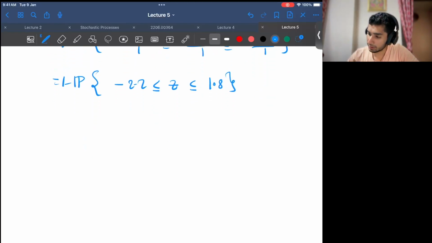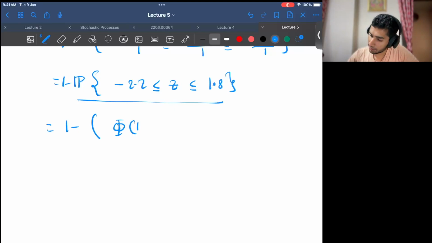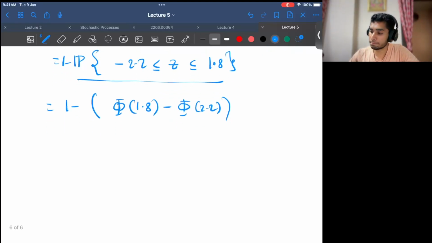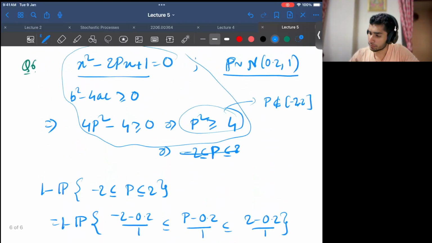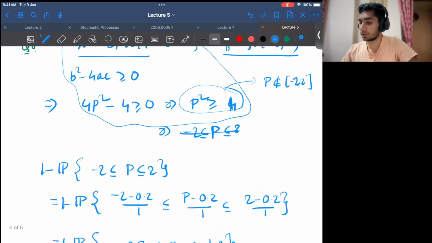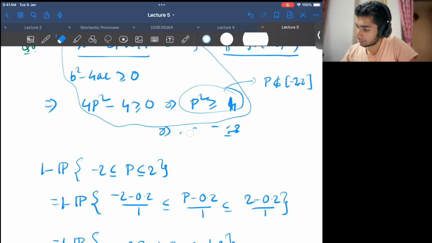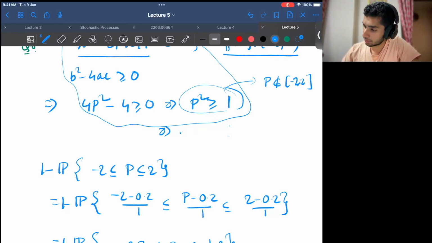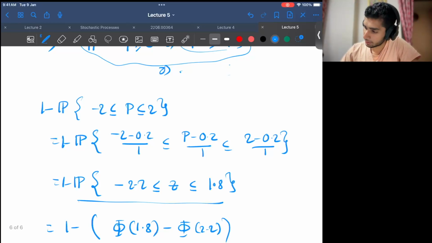And what is this thing? This is 1 minus, probability of this thing is phi of 1.8 minus phi of 2.2. Sorry, you are right. This will become one. Everything will become just one.